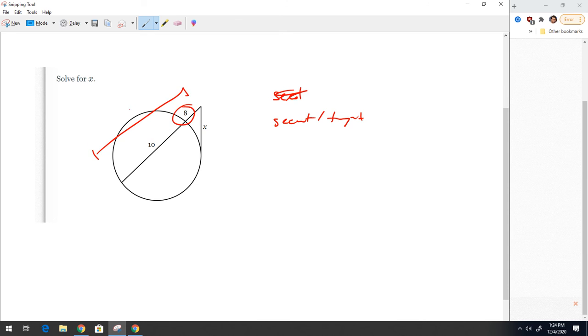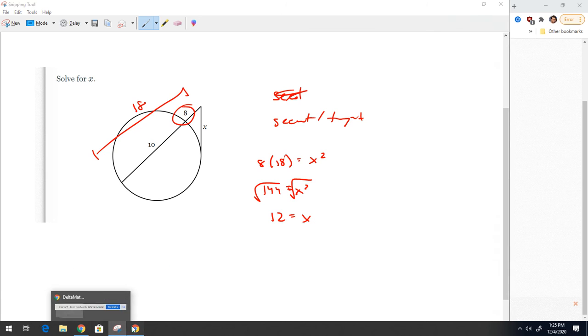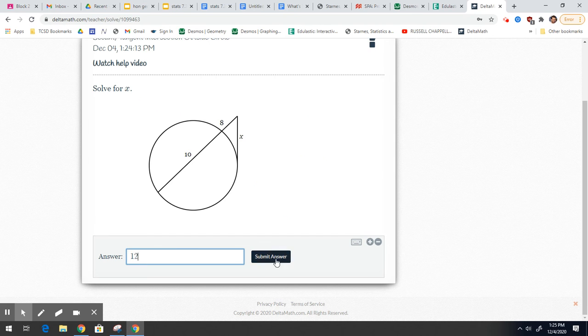The whole length of that is 10 plus 8, which is 18. So we're going to do 8 times 18, part times whole, equals, and then the tangent you just square. When I do 8 times 18, I get 144, which is a nice number, because to get x, I need to take the square root now. And the square root of 144 is 12. Make sure you follow the directions, whether it causes rounding or simplest radical form. And there you go, there's 12.